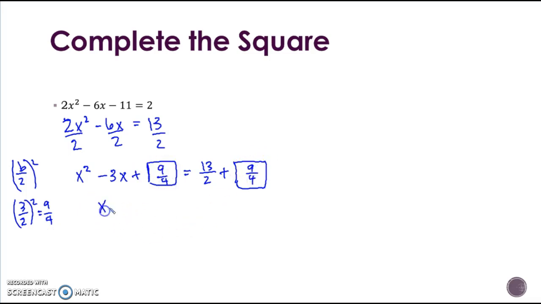All right, I can rewrite this side as x plus or minus b over 2. So it's going to be a minus because my equation started with a subtraction. And then b over 2 we said was 3 halves, squared. Equals, all right, to combine 13 halves and 9 fourths, I need a common denominator, which is going to be 4. So I'm going to times the top and bottom of this one by 2. So we get 26 over 4 plus 9 over 4, and that's going to be 35 over 4.